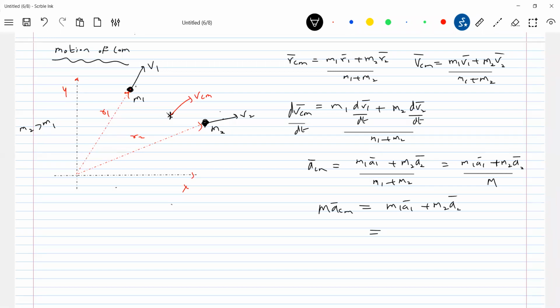What is m1 A1? The force acting on particle 1. For our convenience, let it be F1. And the force acting on particle 2, let it be F2. And what we are getting is A_CM. What are F1 bar plus F2 bar? It is the resultant force that is acting on the system. So we will call this F external.